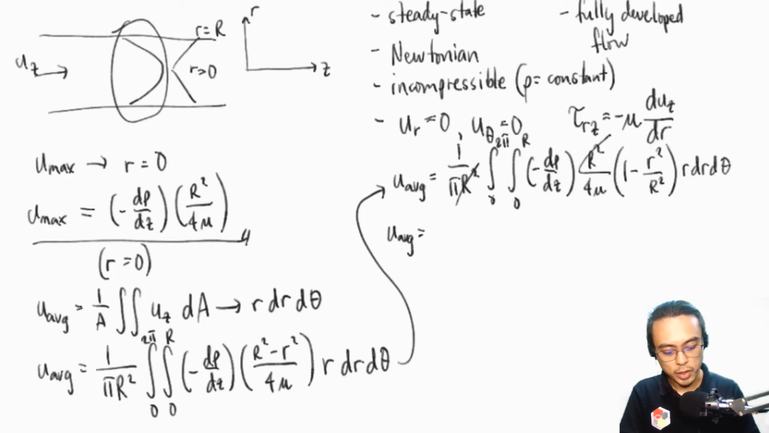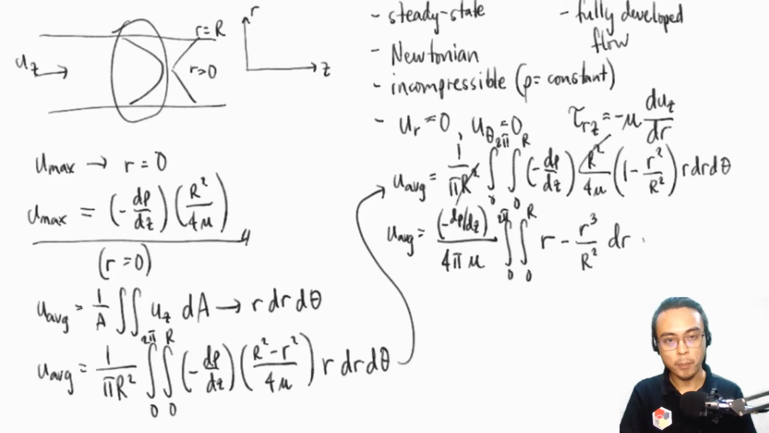We now have negative dp over dz over 4 pi mu times the integral from 0 to 2 pi times the integral from 0 to R of small r minus small r cubed over big R squared dr d theta. We are now ready for integration. Okay, let's first evaluate the inner integral.